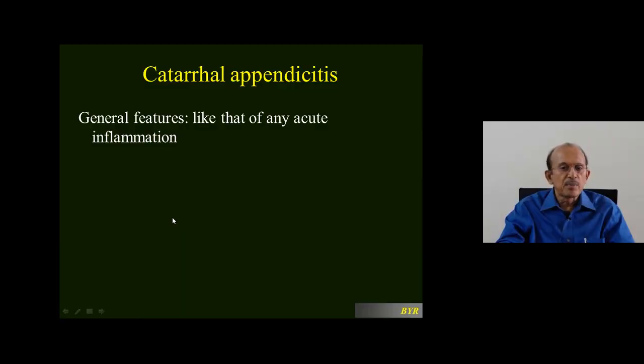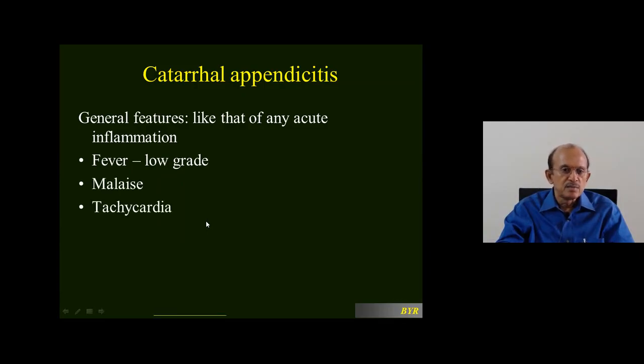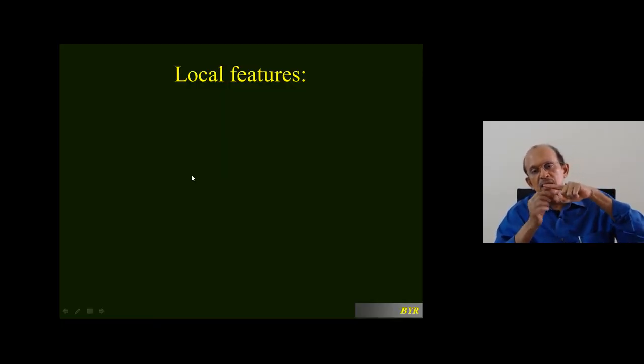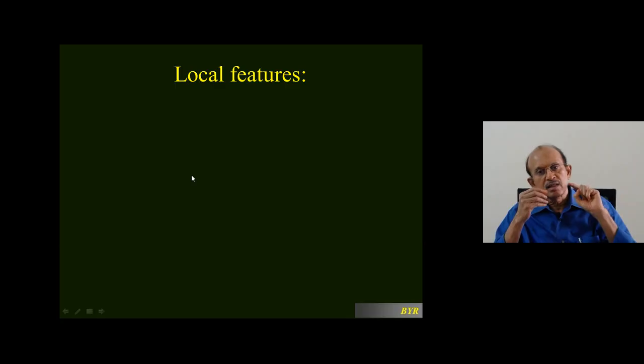Now, features of catarrhal appendicitis. There may be general features of inflammation like that of any other acute inflammation, that is mild fever, malaise, tachycardia. So these are the general features we see. Then local features. What we have seen in pathology, the inflammation starts in the mucous membrane. It gradually spreads to the muscle coat. From there it goes to the serous coat. At the serous coat there will be fibrinous exudates. All these things take about 48 hours to develop.